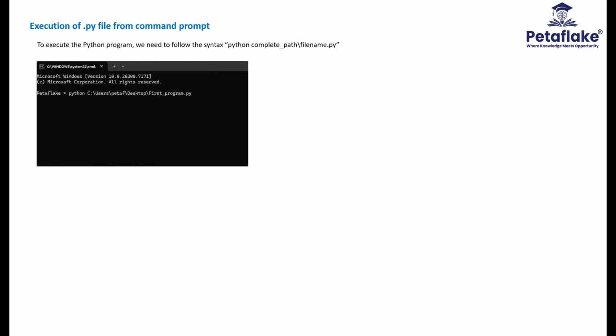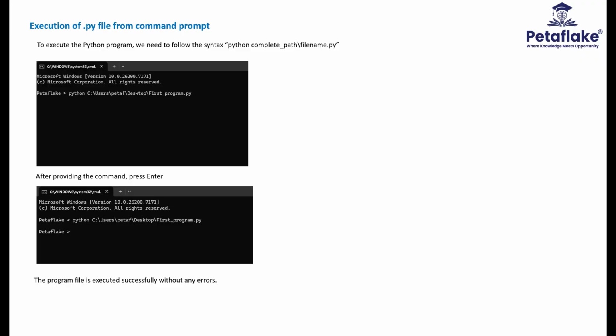In the command prompt, type Python followed by a space and followed by the file name along with the complete file path. Press the Enter key to submit the program for execution. The program will be executed successfully if there are no errors. If there are any errors, we will get an error message as output from the program.